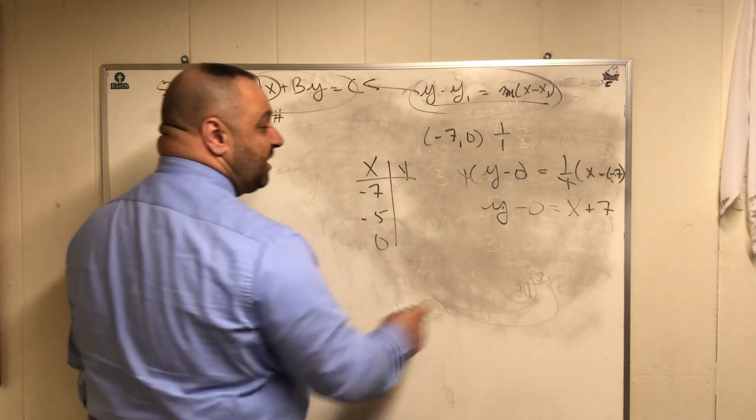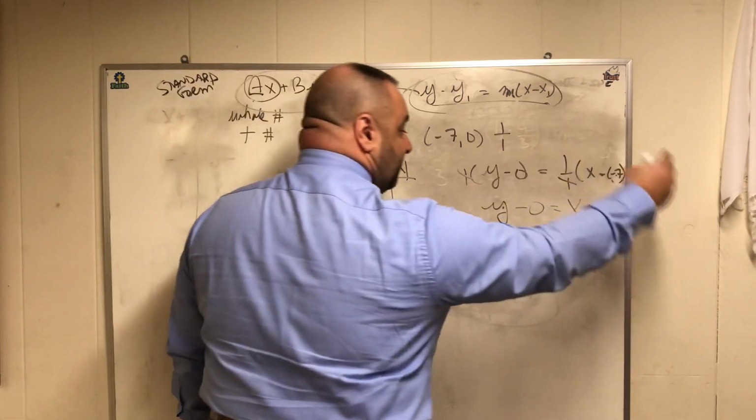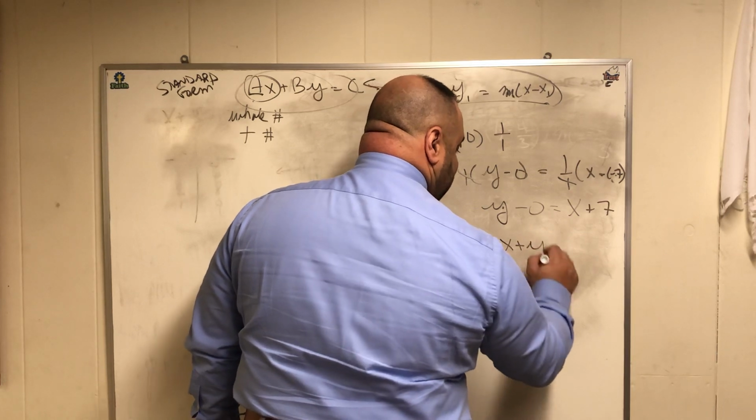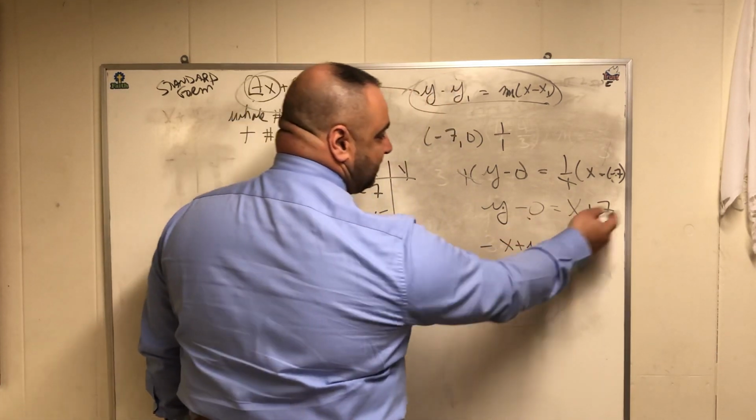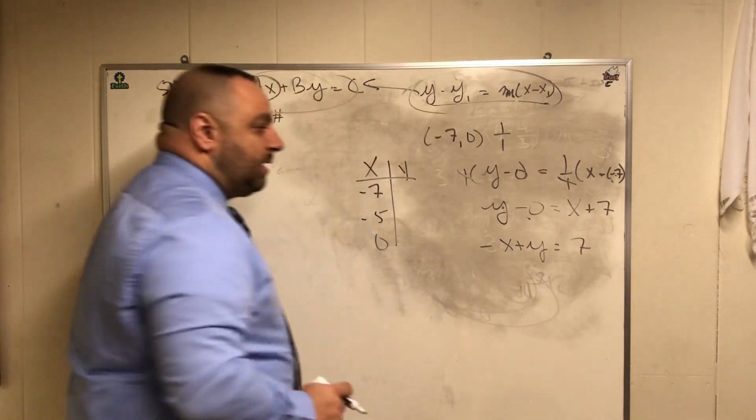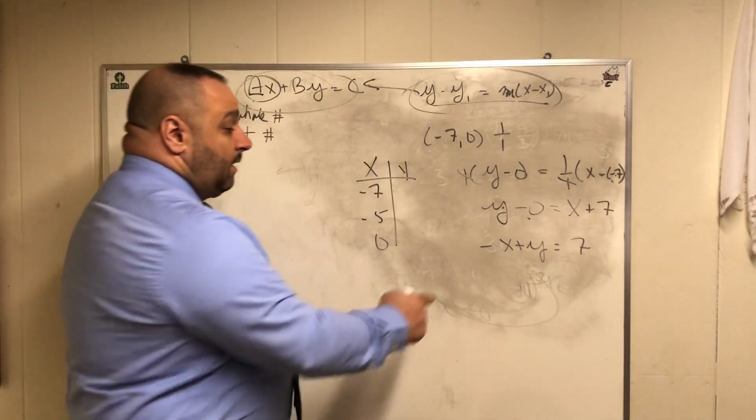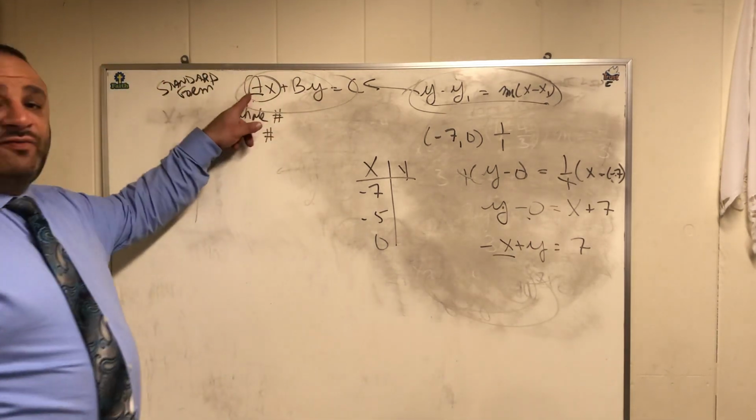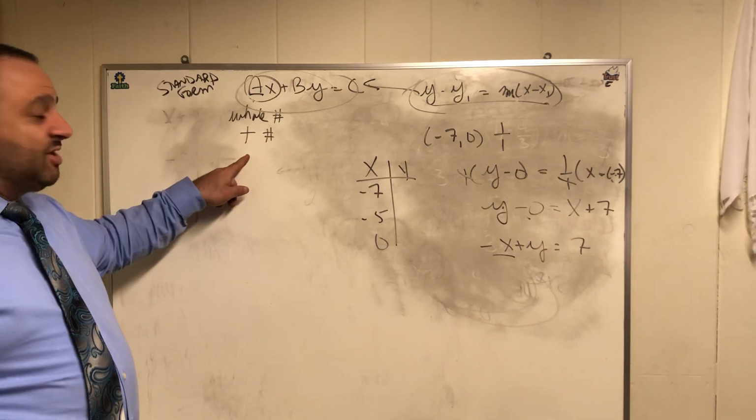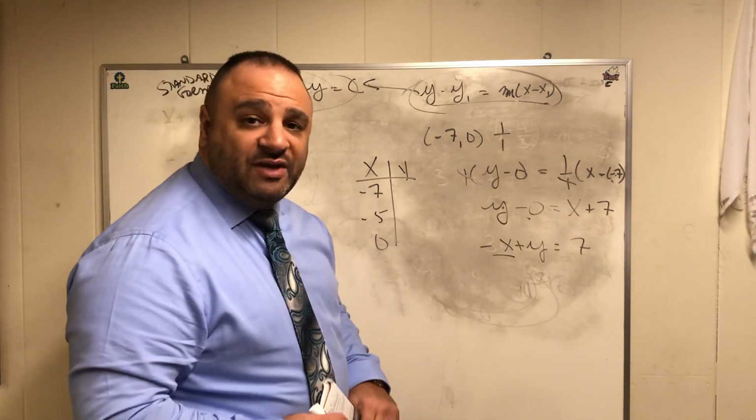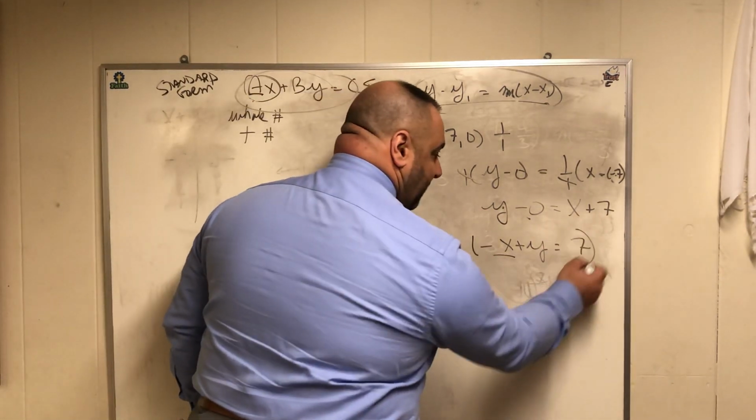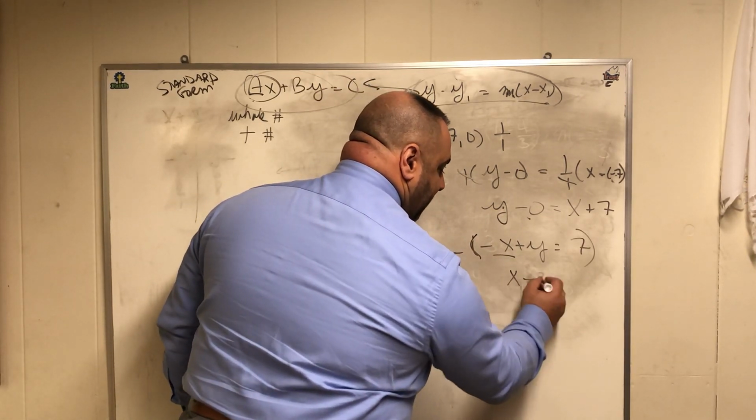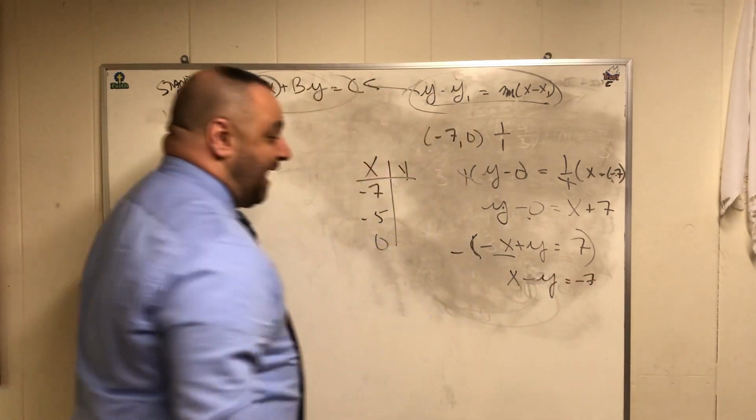Let's rearrange our equation. Let's get x on the left and the number on the right. So we have -x plus y equals 7. What's wrong with this? What are our two rules? The first coefficient must be a whole number, and it must be positive. So how do I change that to a positive? Multiply everything by -1. So x minus y equals -7. There we go.